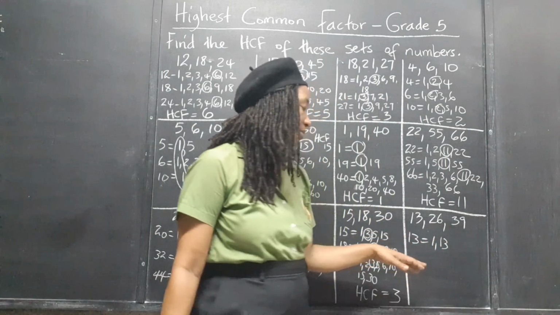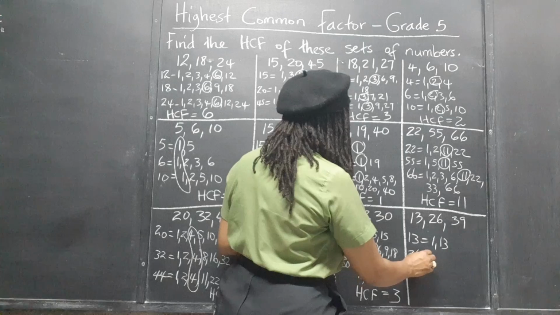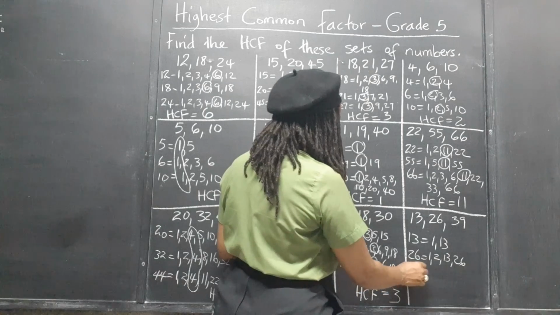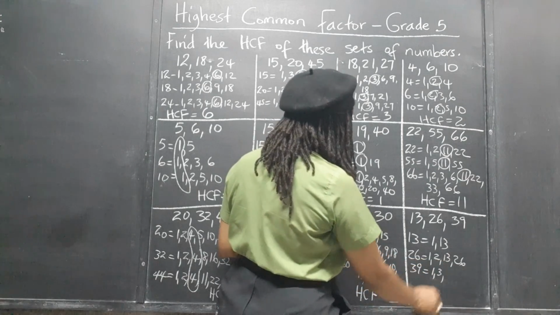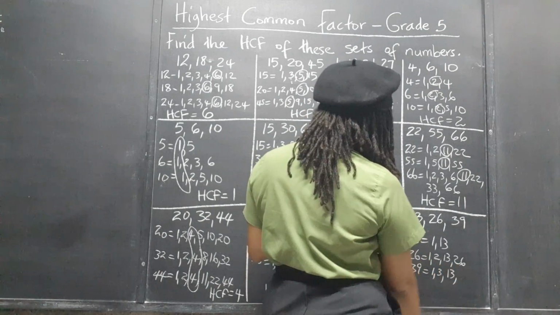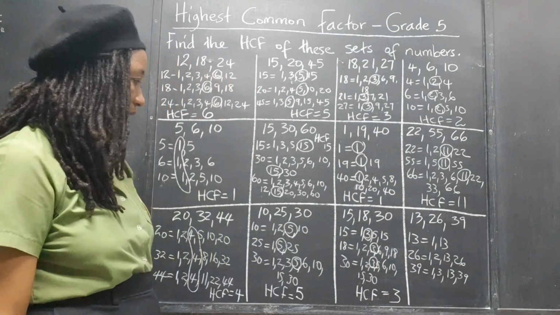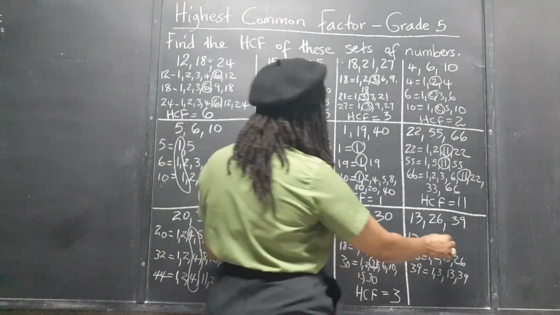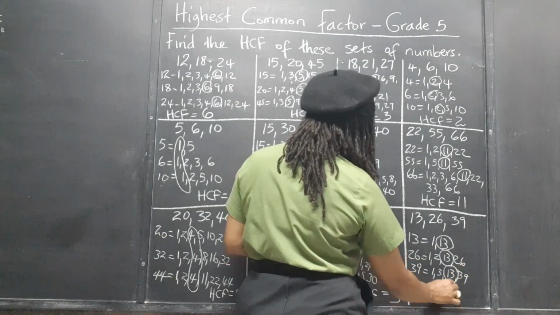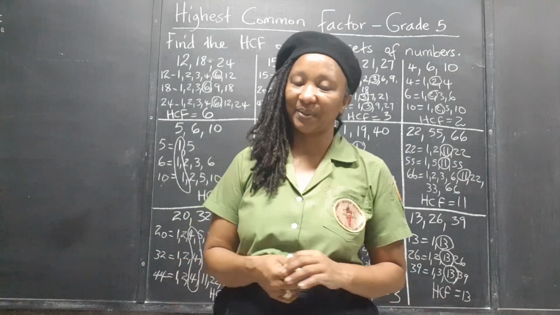13 is prime. 13 is a prime number, only 1 and itself can go into 13. 26, 1 can go, 2 can go, 13 can go, 26 can go. And 39, 1, 3, and 13, and 39. Right? Yeah, that's it. So then, the highest common factor would be 13. And that is that. Okay.